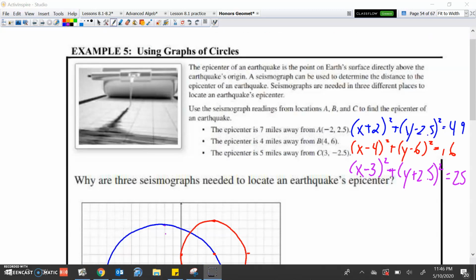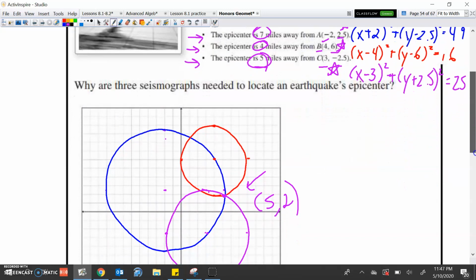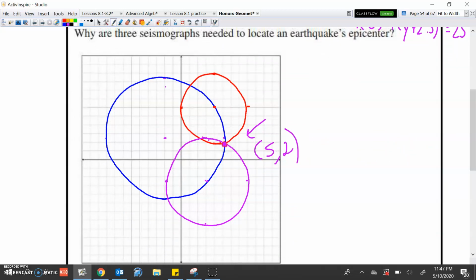All right, so I've gone ahead and I've color-coded each of these 3 readings from location A, location B, location C. I wrote the equations that go with them. That's not really necessary, but it's just a little practice. Again, x minus the first number squared plus y minus the second number squared equaled 7 squared. x minus 4 squared plus y minus 6 squared equaled 4 squared, which is 16, and x minus 3 squared plus y minus negative 2.5 squared equals 25, 5 squared.